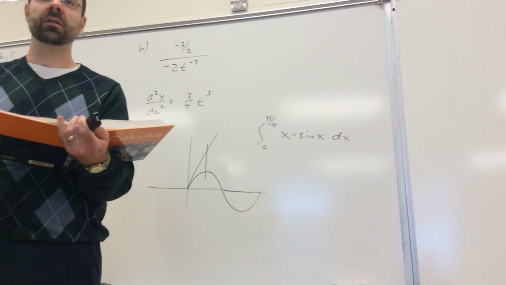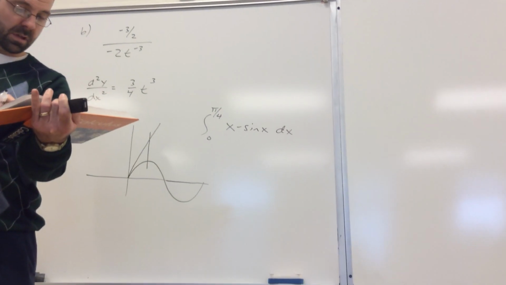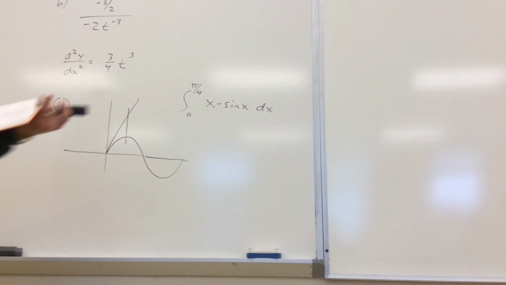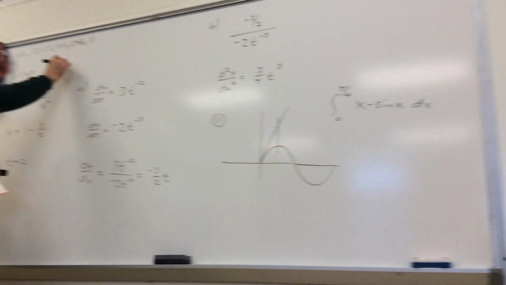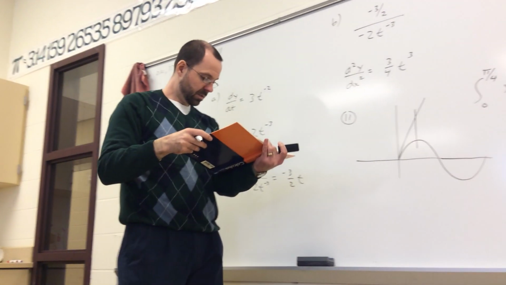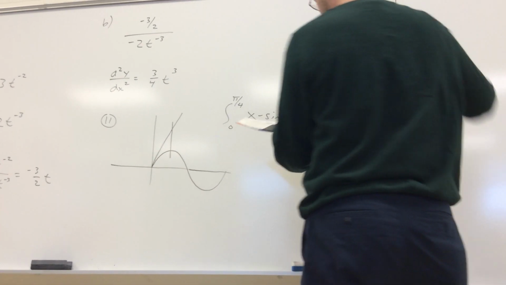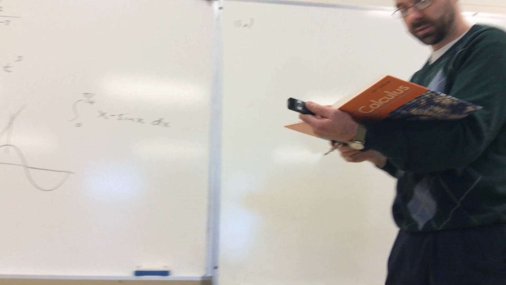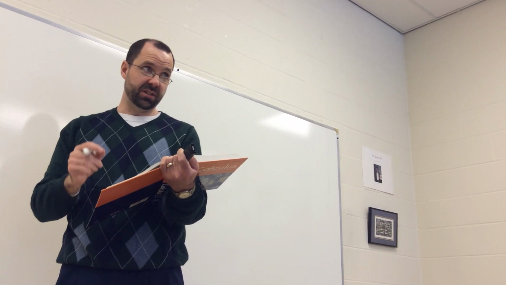Yes? Do we know where 13 are, BC? Yeah, so page 560, number 13. So part A is horizontal tangents, and that's when the dy dt is 0, but the dx dt is not 0.